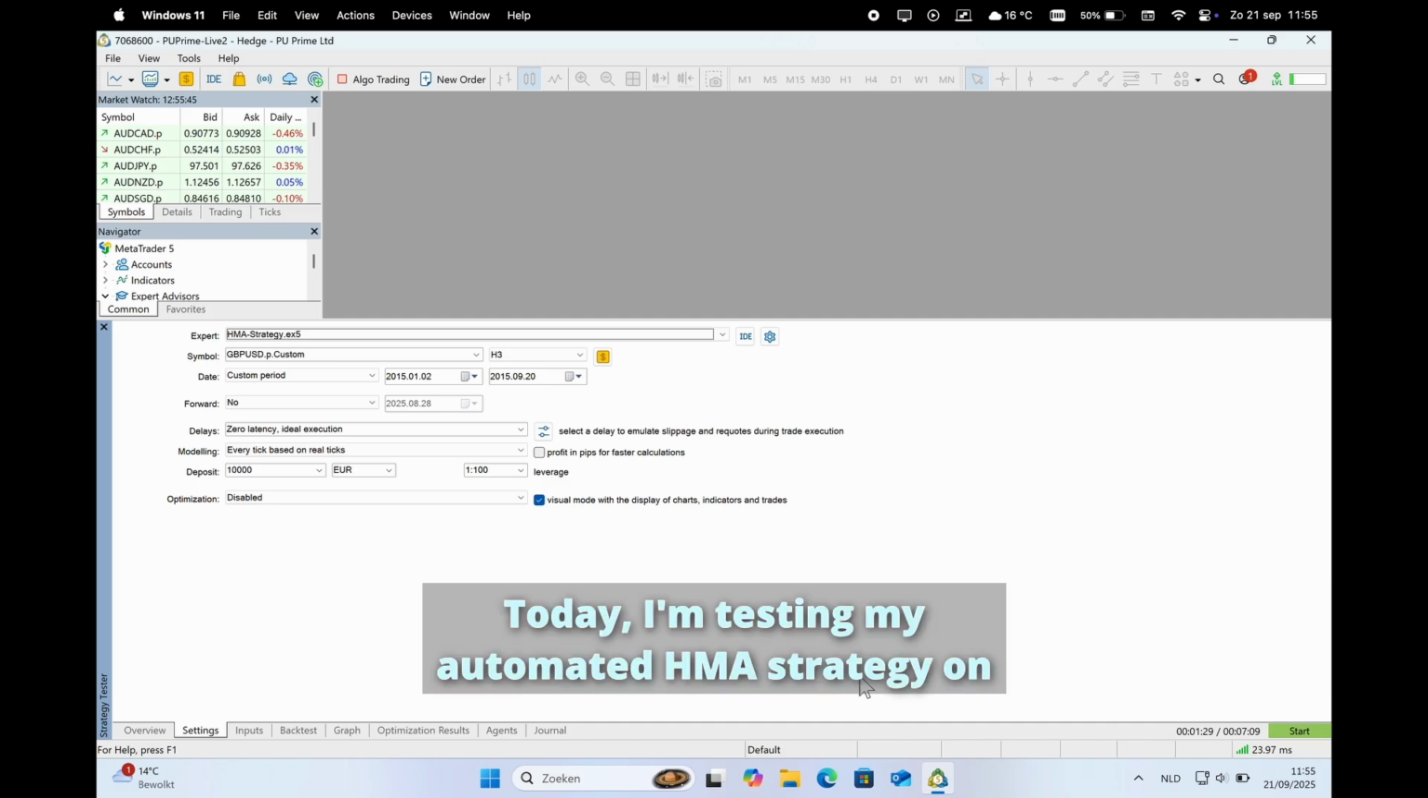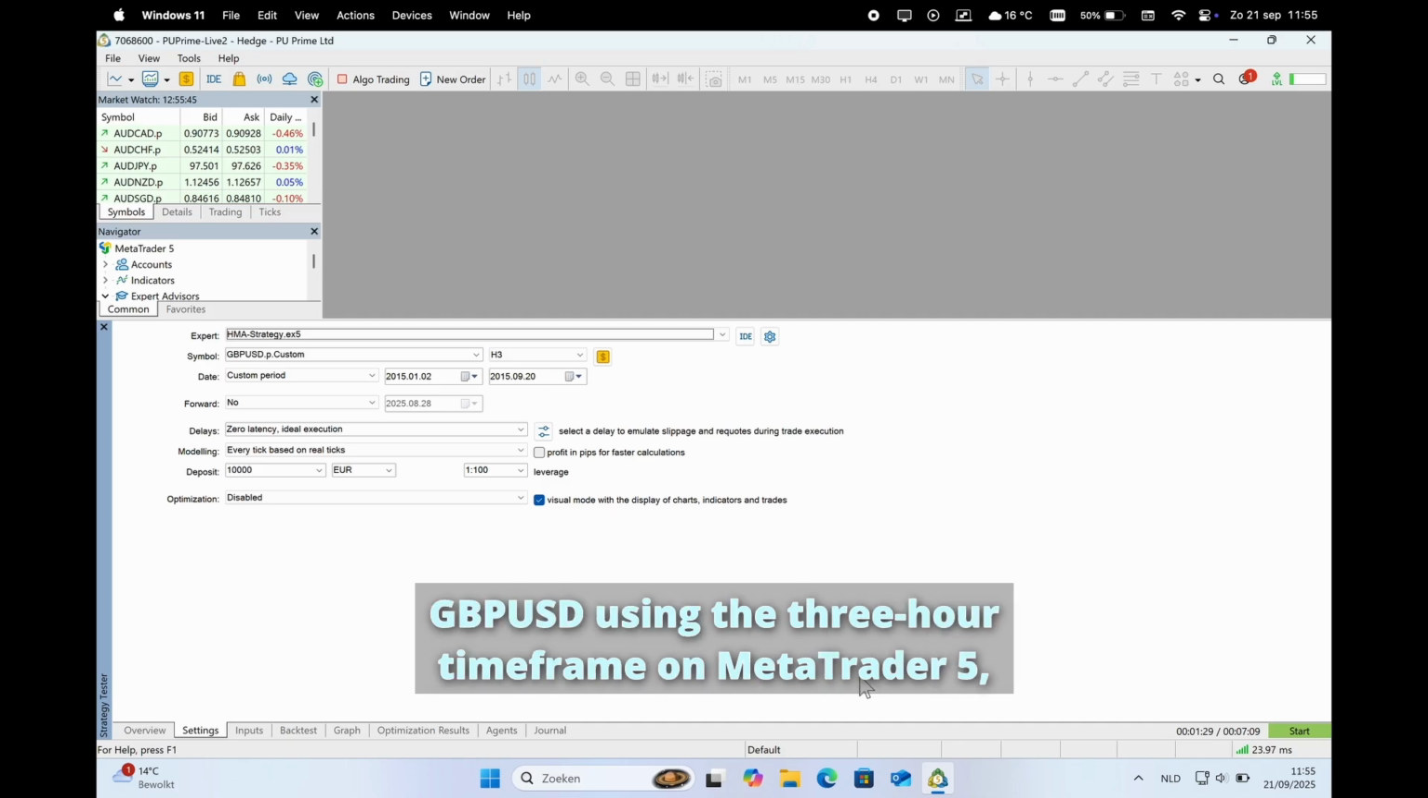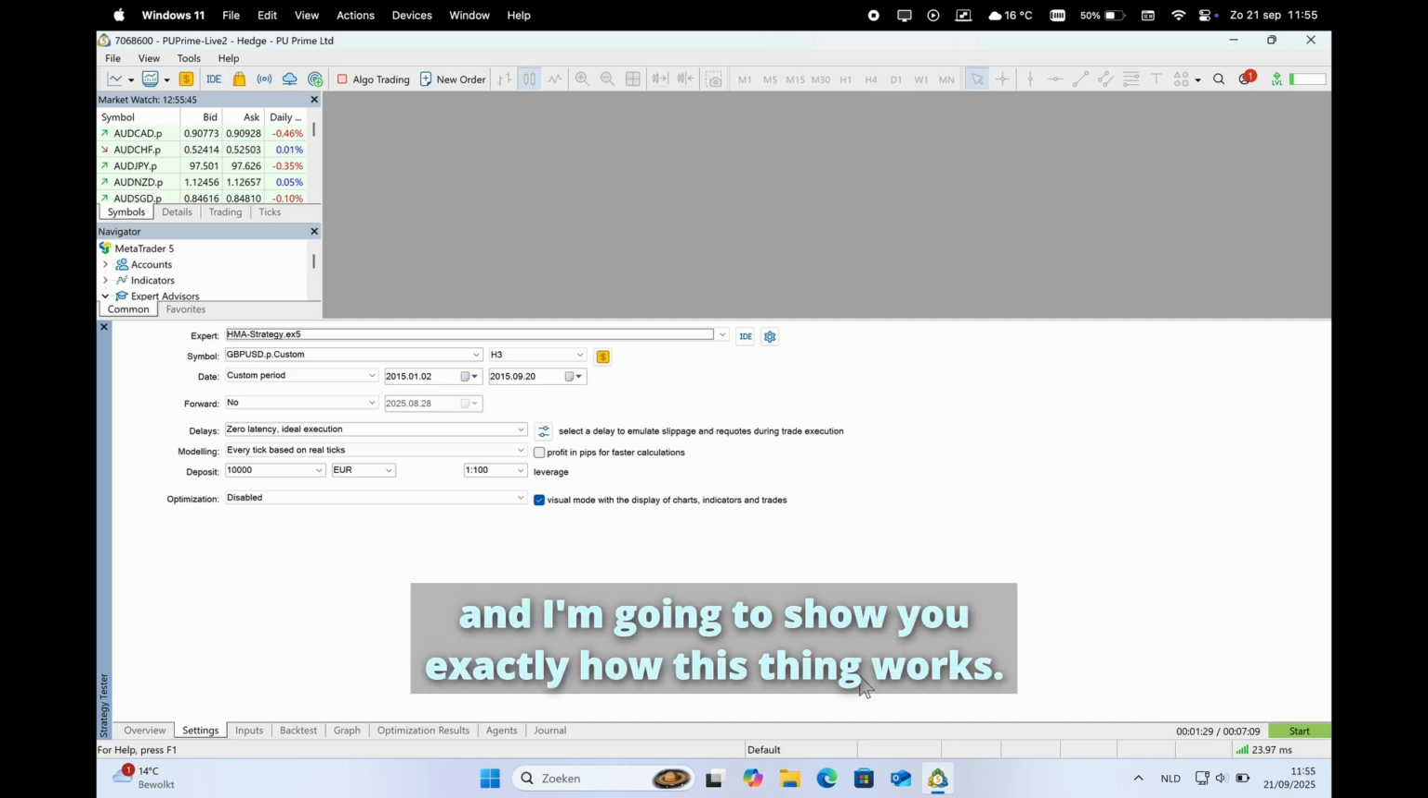Today I'm testing my automated HMA strategy on GBPUSD using the 3-hour time frame on MetaTrader 5, and I'm going to show you exactly how this thing works.